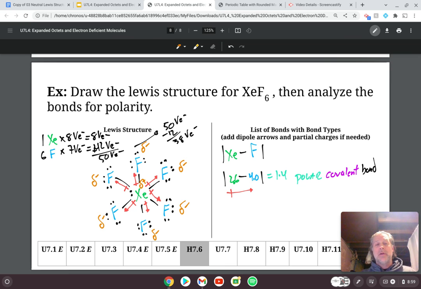Okay, so that is the lesson on electron deficient or expanded octets and structures that are just a little bit less symmetrical than what we're used to. All right, if you have any questions, let me know, let your teacher know, and good luck with your homework this weekend.